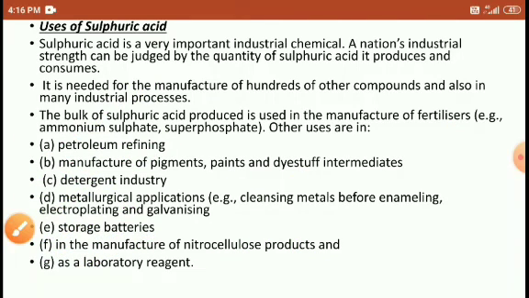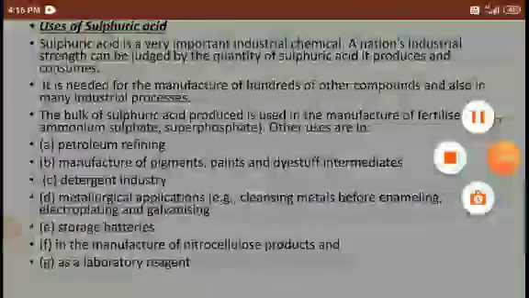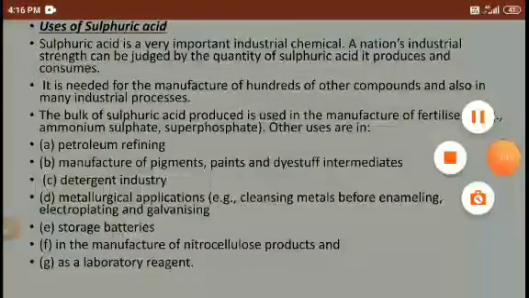Right, students? So this is about sulfuric acid. In this topic we have completed the 16 group of elements. In the next chapter we are going to discuss the 17 group of elements. Right, students? I hope you understood. If you find any doubt, ask me. Thank you so much.